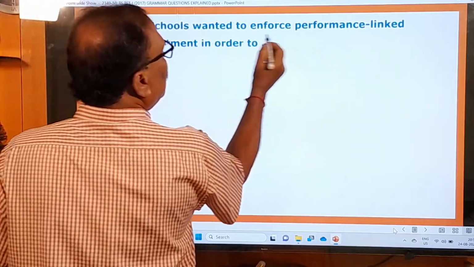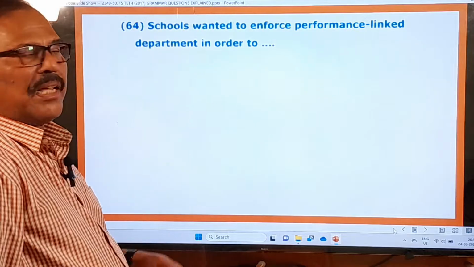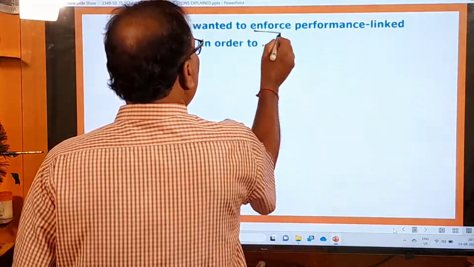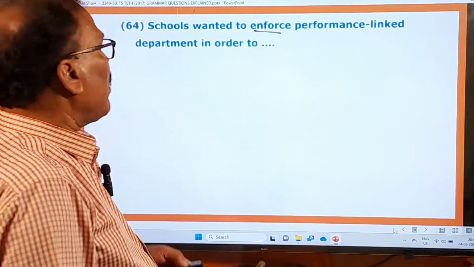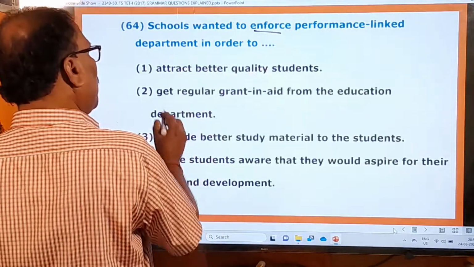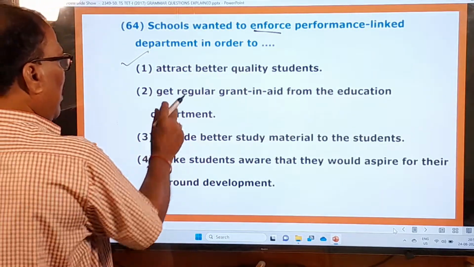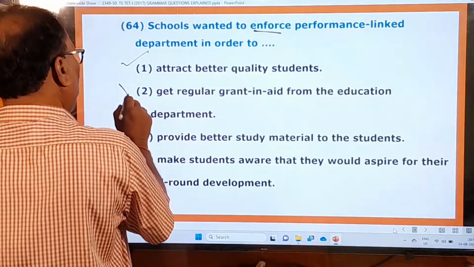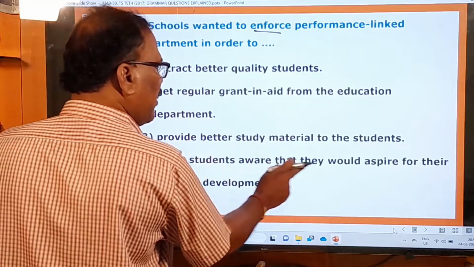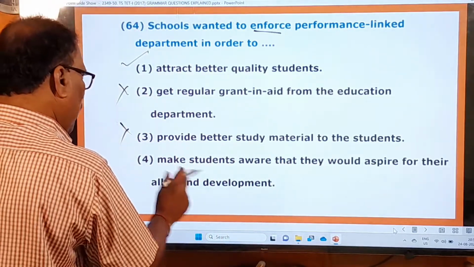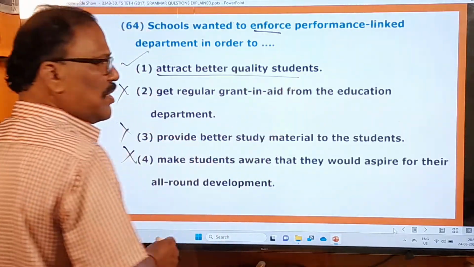The 64th one: schools wanted to enforce performance-linked department in order to what? Schools generally enforce performance. They will have this department in their school or college. Why? In order to attract better quality students. The very first one is the right one. And get regular grant-in-aid from education department. No. Provide better study material to the students. No. To make students aware that they would aspire for their all-round development. No. So these are not the right ones. Only this one, attract better quality students.